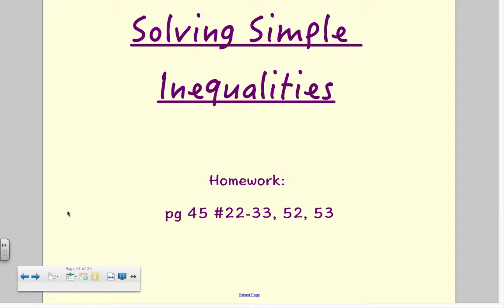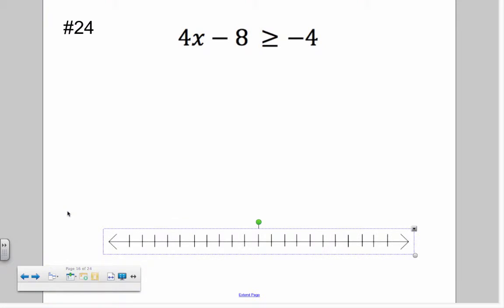Okay, so today we'll be solving simple inequalities. This is from your homework, page 45, number 22 through 33, 52, and 53. The first problem we're going to check out is number 24. The directions say solve the inequality and then graph it.